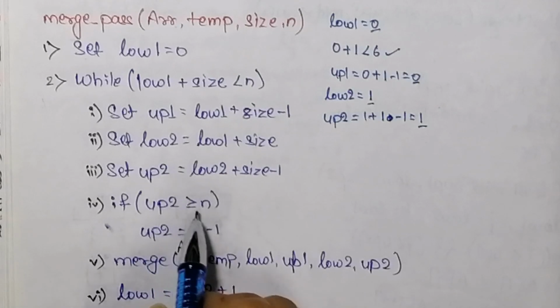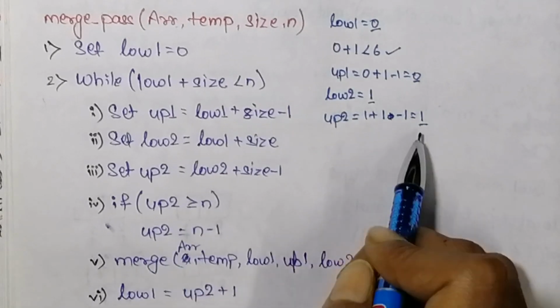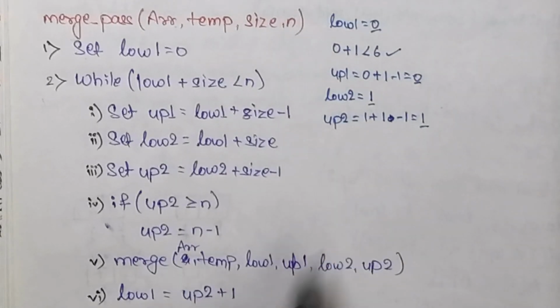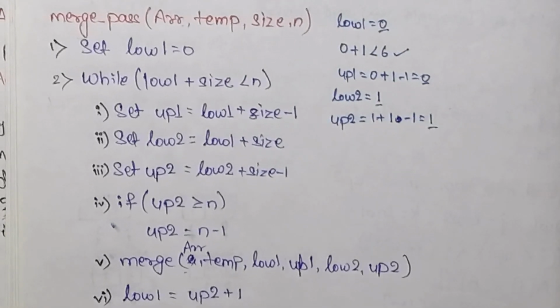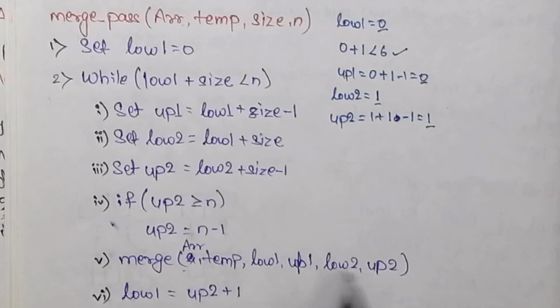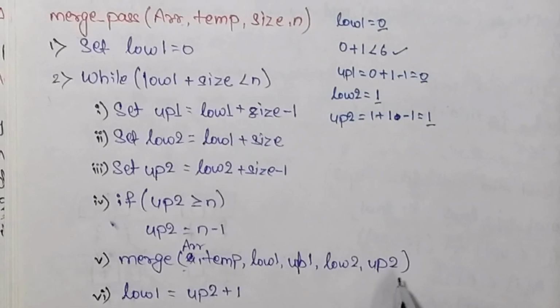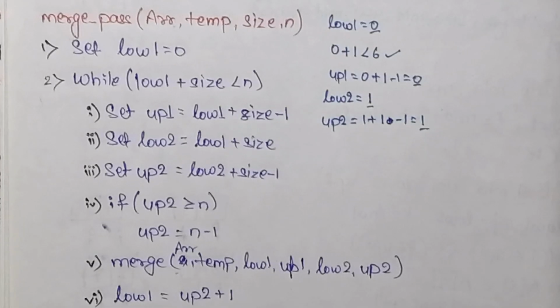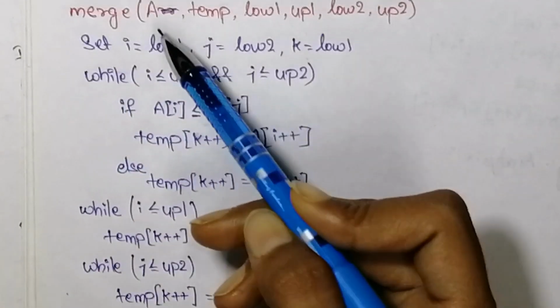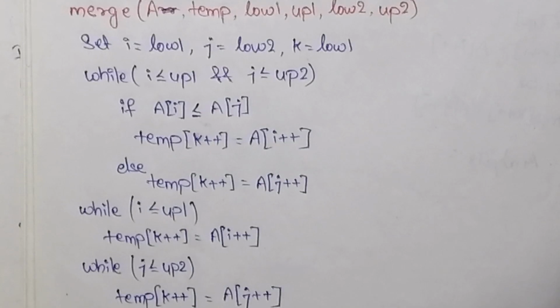Now if up2 is greater than or equal to n, is 1 greater than n? No. So we will call this function merge. This is the same function that we discussed in the last video that helps to merge two sorted arrays into a single sorted array. So let's see the block of this merge function. This is the block for the merge function. See, this is the same block.